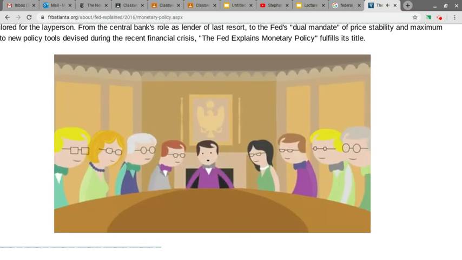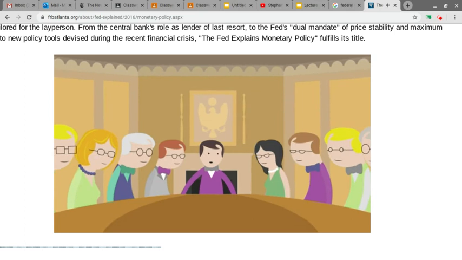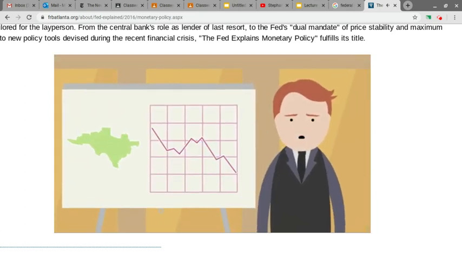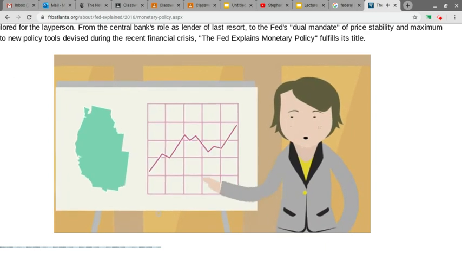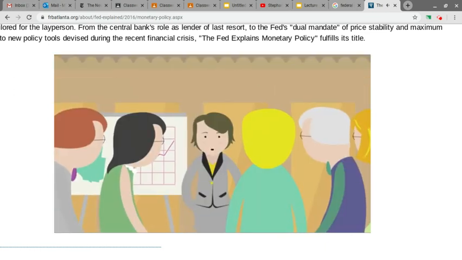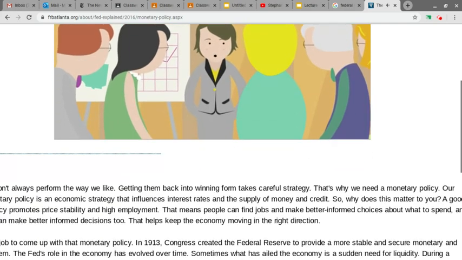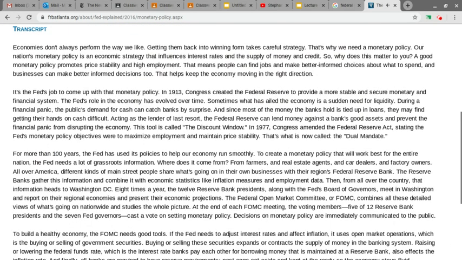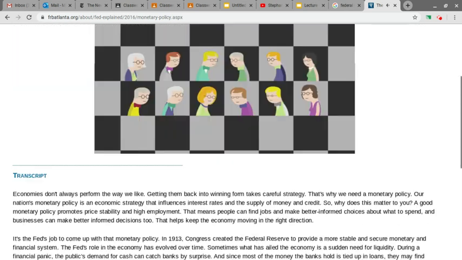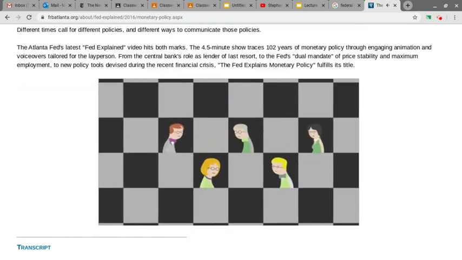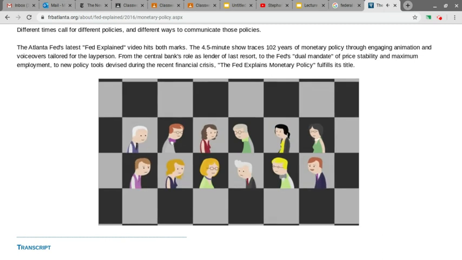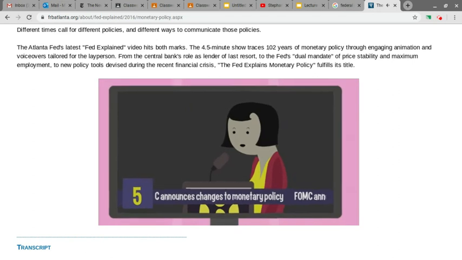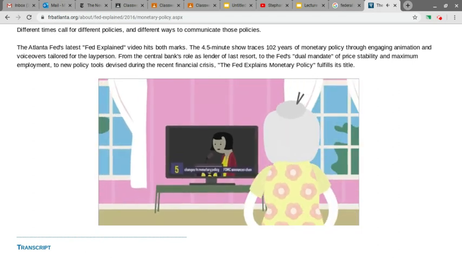8 times a year, the 12 Reserve Bank presidents, along with the Fed's Board of Governors, meet in Washington and report on their regional economies and present their economic projections. The Federal Open Market Committee, or FOMC, combines all these detailed views of what's going on nationwide and studies the whole picture. At the end of each FOMC meeting, the voting members, 5 of 12 Reserve Bank presidents, and the 7 Fed governors, cast a vote on setting monetary policy. Decisions on monetary policy are immediately communicated to the public.